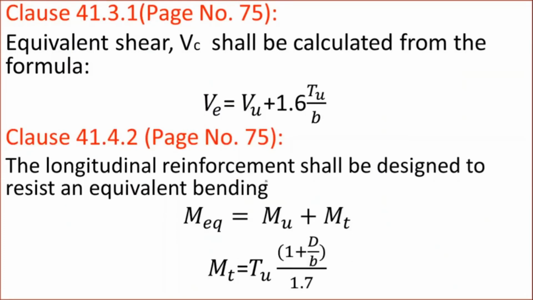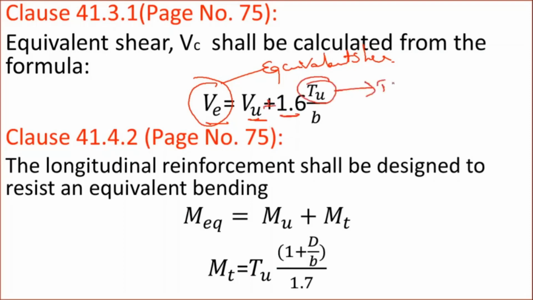Now, in order to provide that shear reinforcement, we have to calculate the equivalent shear. So what is this equivalent shear? Equivalent shear is equal to VU, which we already know is the shear calculated at the critical section, plus 1.6 into TU, where TU is the torsional moment, divided by B. So this gives you the equivalent shear.